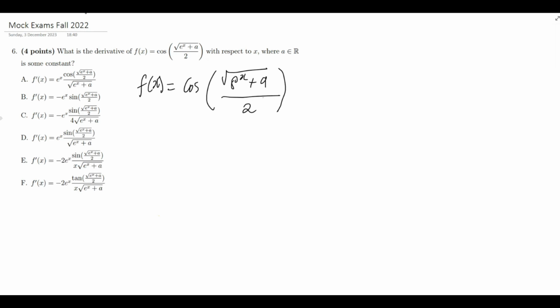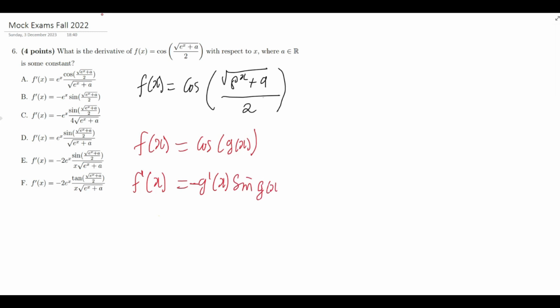Now to look for the derivative, this is a typical trigonometric function and there's a related formula. Let's assume that we have our function f of x to be the cos of g of x, another function. So to look for the derivative f prime of x, this will simply be g prime of x times minus, because the derivative of cos is minus sine, the sine of g of x. So we are going to let our g of x in this case be the square root of e to the power x plus a, which is a constant, divided by 2.